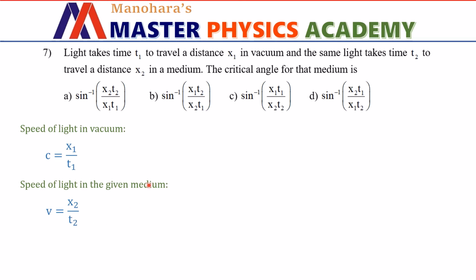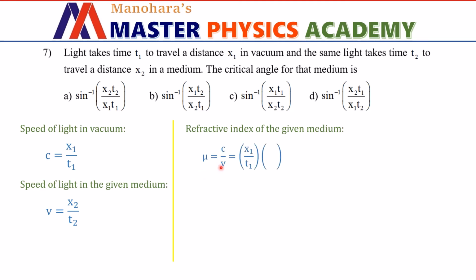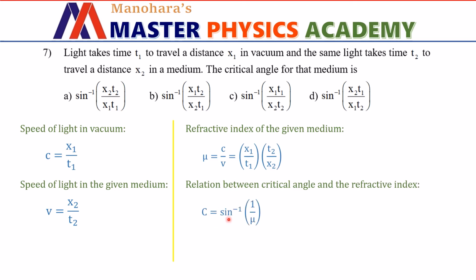Now we have the definition of refractive index, which is the ratio of speed of light in the vacuum to the speed of light in the given medium. Using this, we have refractive index mu equals c divided by v. Upon substitution, we have x1 divided by t1 into t2 divided by x2. Now we have the relation between critical angle and the refractive index, which is given as critical angle is equal to sine inverse of the reciprocal of refractive index.